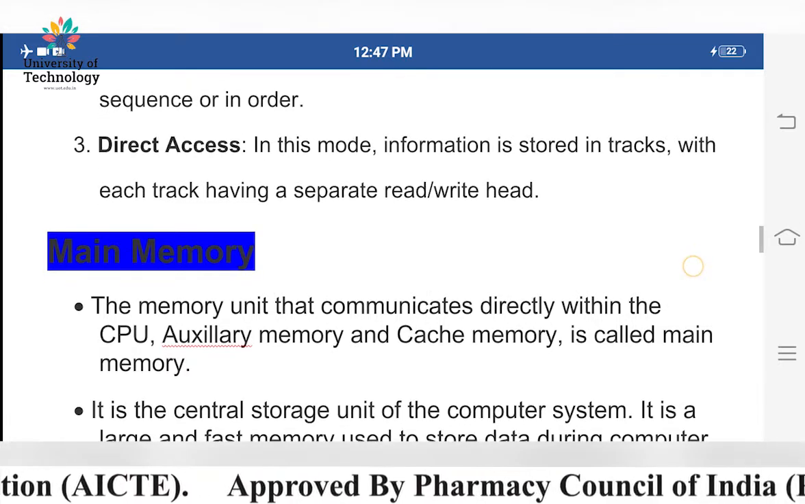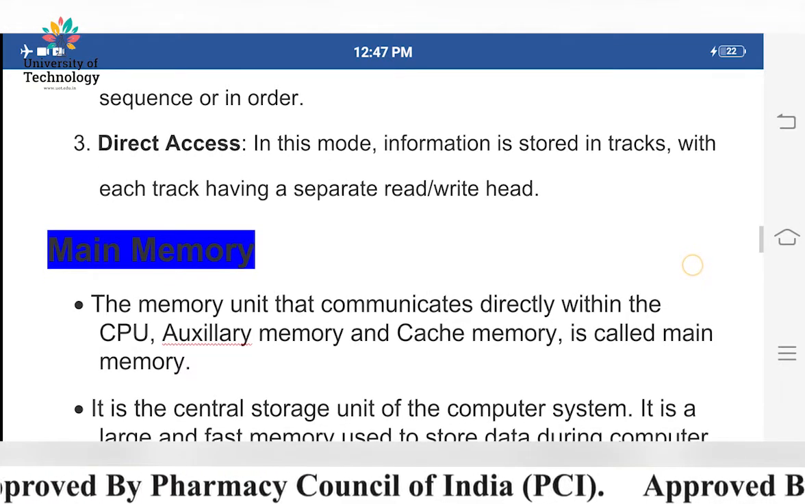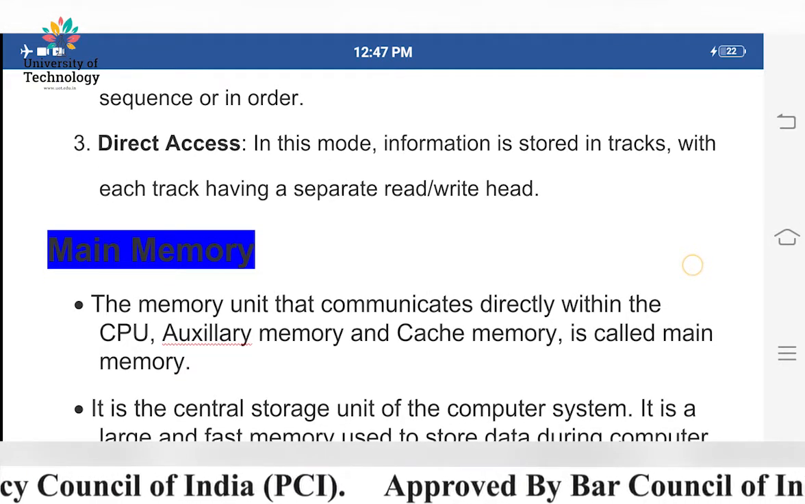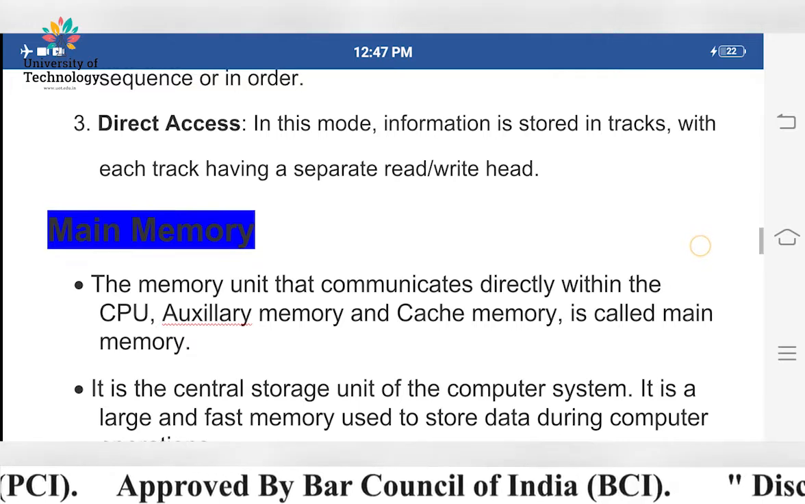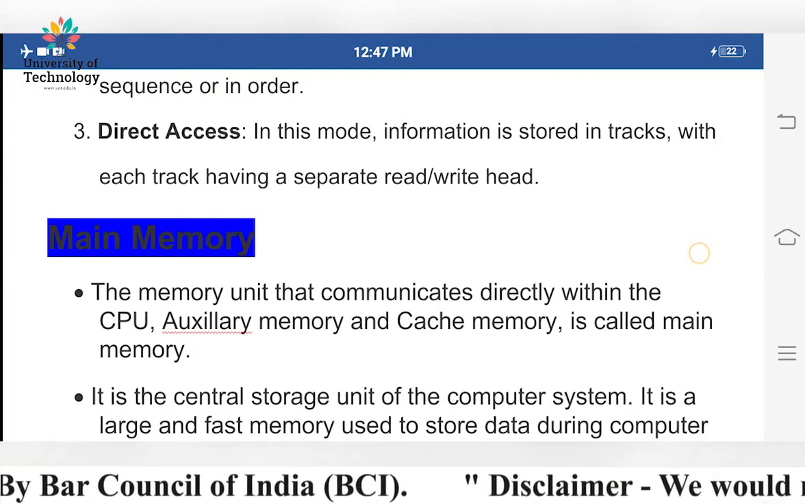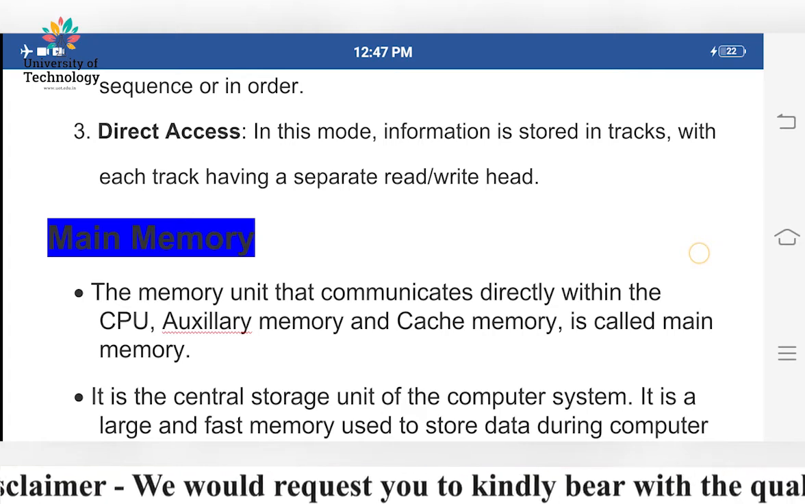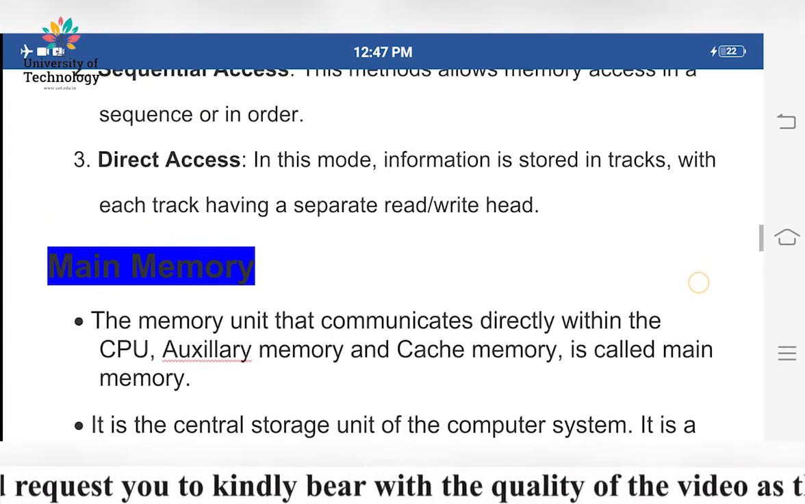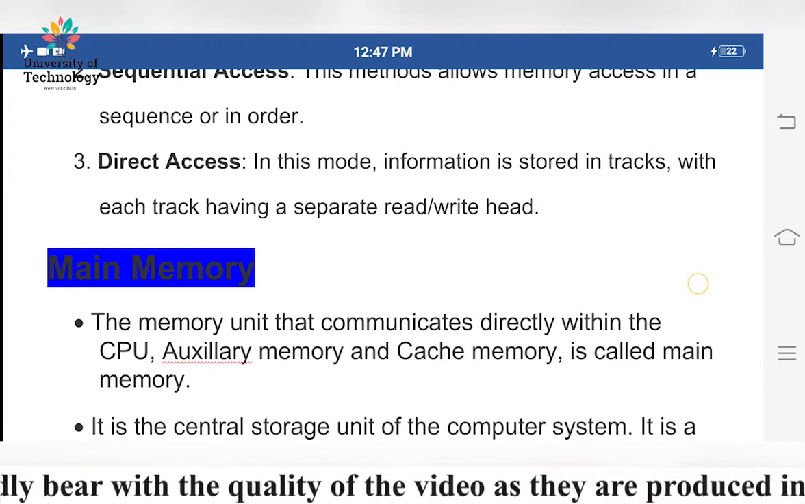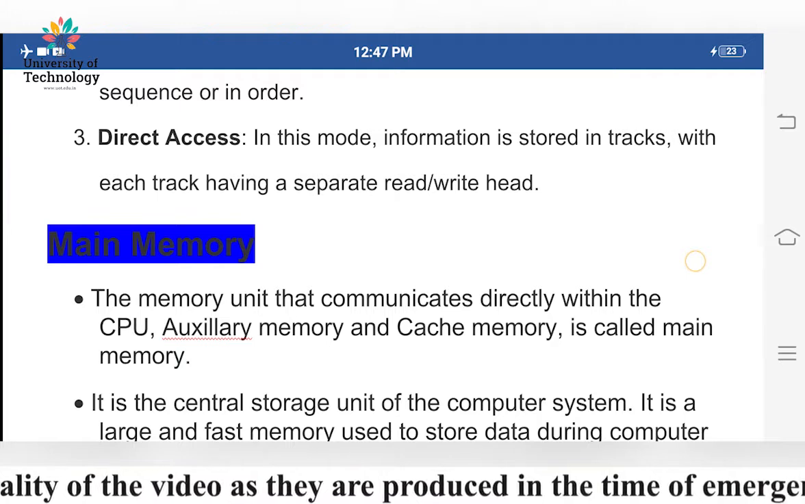Now the third method by which you can access the memory is direct access. Again, as the word itself implies, 90% of these things we already know from the name. Now, what do you understand by direct access? As the name implies, direct access means that in this mode the information is stored in tracks, with each track having a separate read and write head. What happens in this mode?